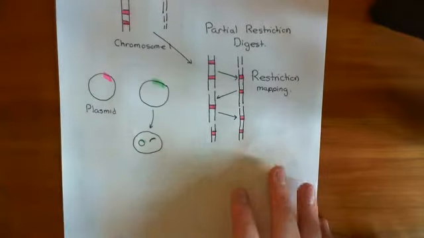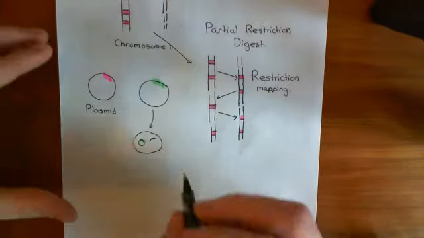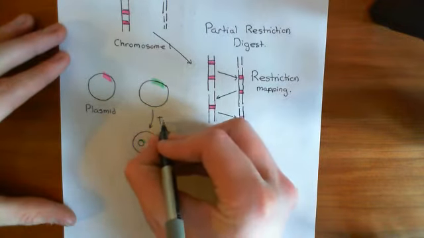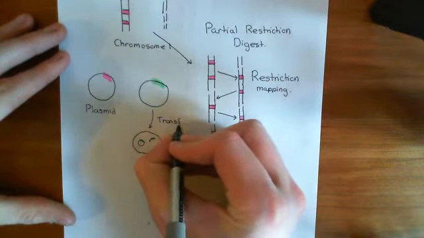Right, okay, the way in which you get the plasmid to go into the cell is a process known as transformation, bacterial transformation.